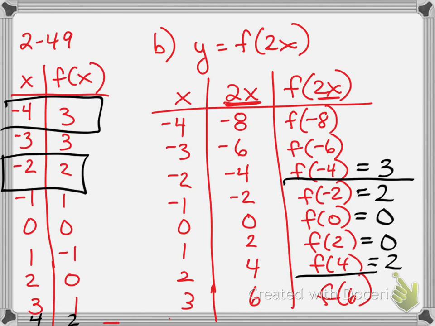And -6 didn't make it to my chart here, but if you look at the graph, it looks like it's continuing on horizontally. So -6 should also be at 3. -8 should also be at 3. There's nothing for us to assume that it's going to start sloping because it's got that nice horizontal line.